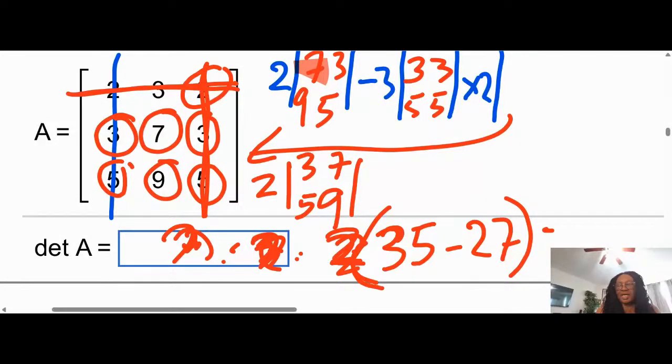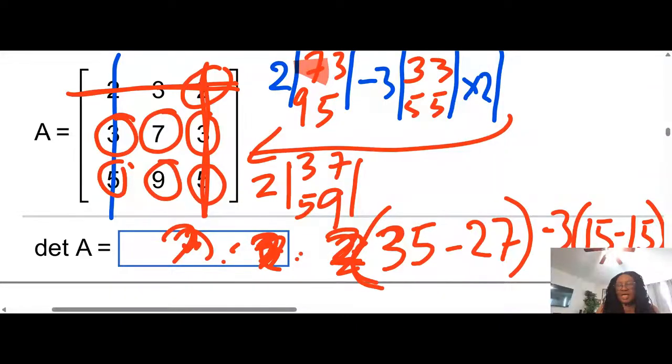So that is negative 3, parentheses, 3 times 5, 15. And that is 3 times 5 again. So 15 minus 15 will give me 0 here. And then the next one is 3 times 9. There is 2 outside. So 3 times 9 is 27, 27 minus 35.